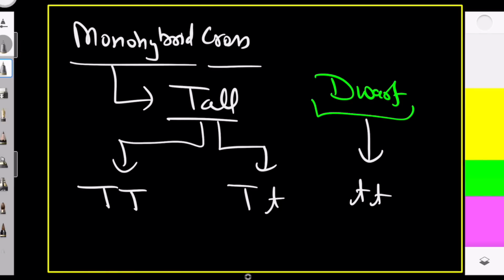Now try to see, let's suppose you have a tall plant. Just by looking at the phenotype, you are not going to be able to tell what the genotype is. So you have to devise some test. At that time, Mendel also devised one test. By performing that test, you can easily tell whether the plant is homozygous or heterozygous. What was the test?